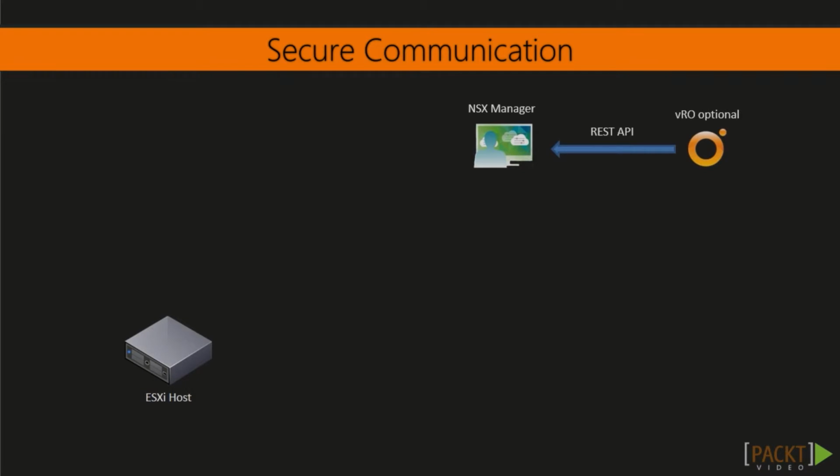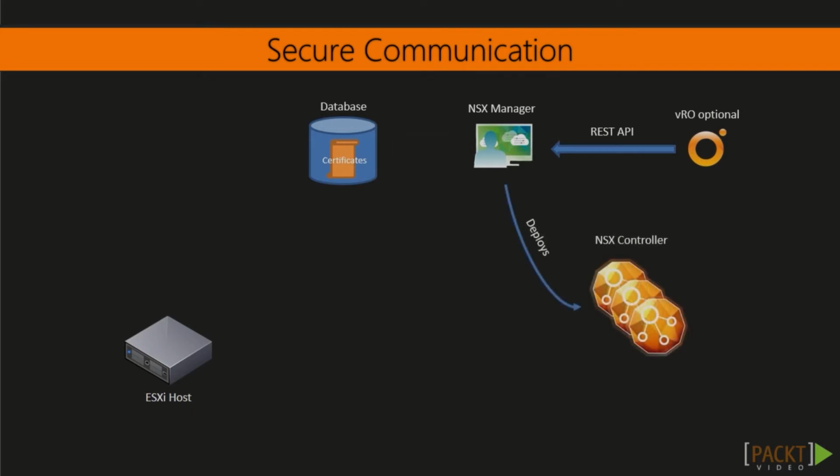How is the secure communication done? So we have our NSX manager, which provides, as we have already said, the UI and the REST API. The REST API is just to be consistent across the whole product, and it can be used by external tools to automate NSX, for example, vRealize Orchestrator. The NSX manager generates the certificates, and they are stored in the database, which is local within the NSX manager virtual appliance. After the certificates are generated, the NSX manager is used to deploy the NSX controller cluster. This is done via an OVA deployment.